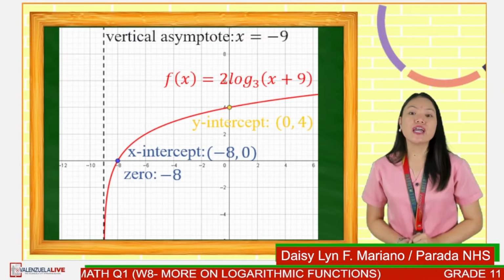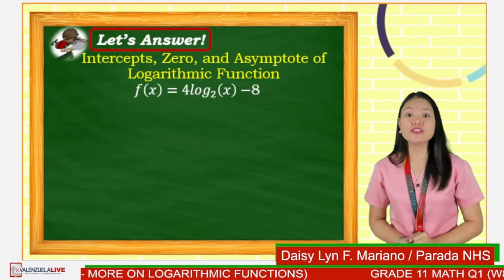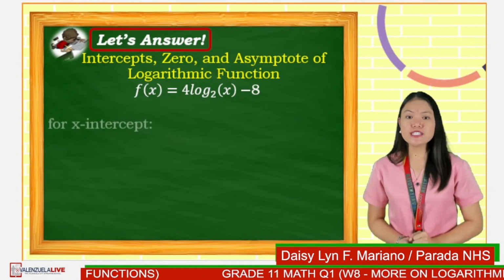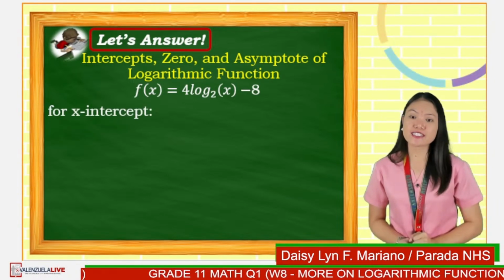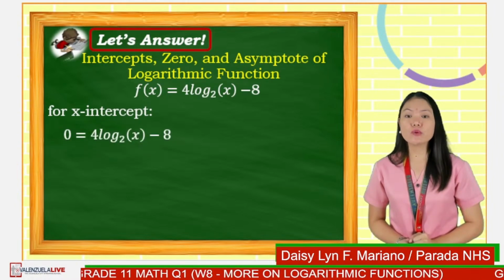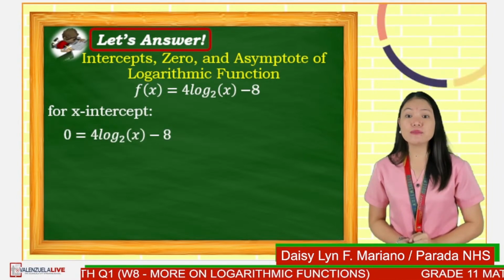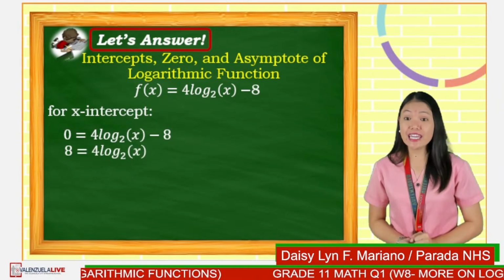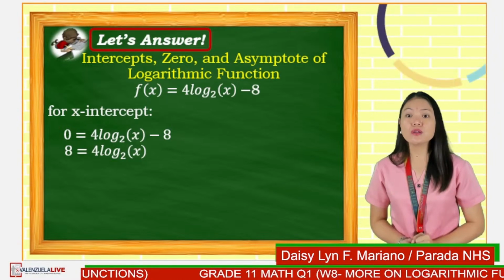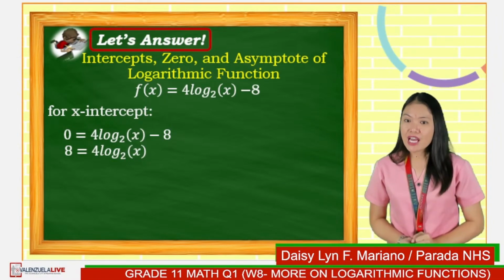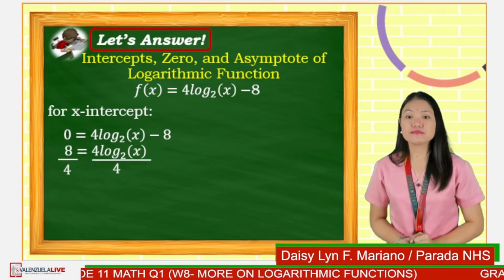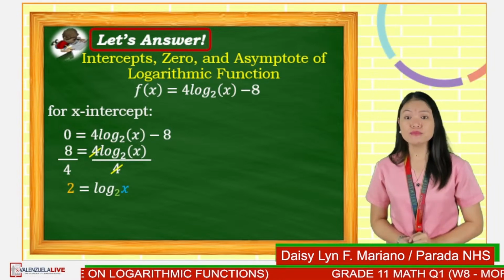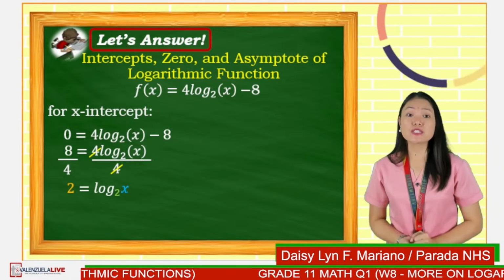For number 2, f of x is equal to 4 times the logarithm of x with base 2 minus 8. Solving for x-intercept, we set y to 0 and solve for x. That is, 0 is equal to 4 times the logarithm of x with base 2 minus 8. Add 8 to both sides and we will get 8 is equal to 4 times the logarithm of x with base 2. Divide both sides by 4 and we will get 2 is equal to logarithm of x with base 2.